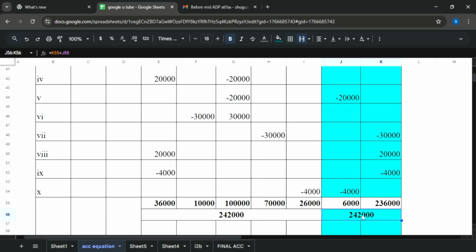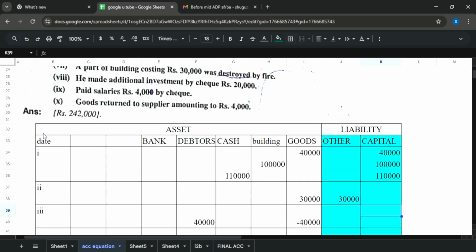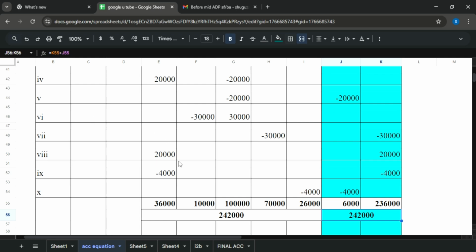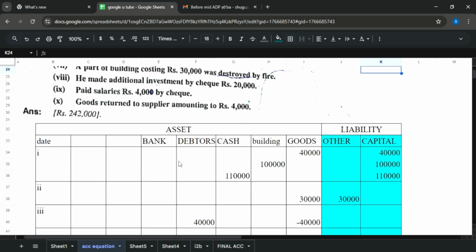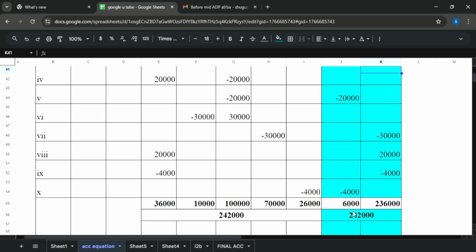Now it has automatically been equalized. 242 is present on the liability side, 242 is present on the asset side, both are equalized. Let's check the answer. Here you can see 242,000 is the answer which has been provided in your question. Our answer is matched. So in this way we have completed our accounting equation. Now please note it down. I have left one single line after each transaction. We will discuss it later, but for the time being, just make up your mind how to complete our accounting equation.